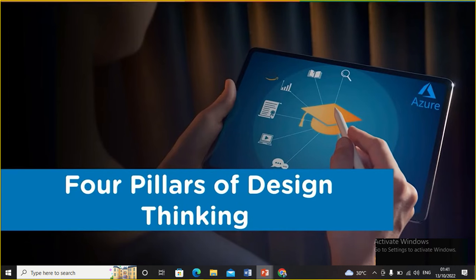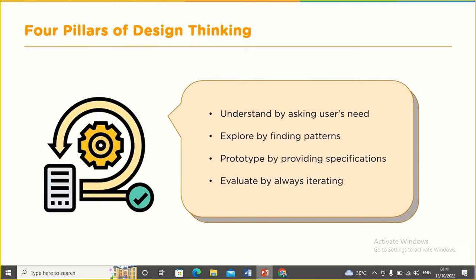Let's now discuss the 4 pillars of design thinking. While starting design thinking, we have to follow these 4 important points. First one is understand by asking users' need, then explore by finding patterns, then prototype by providing specifications. As the final step, evaluate by always iterating.